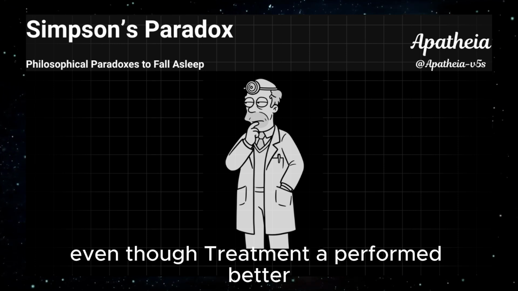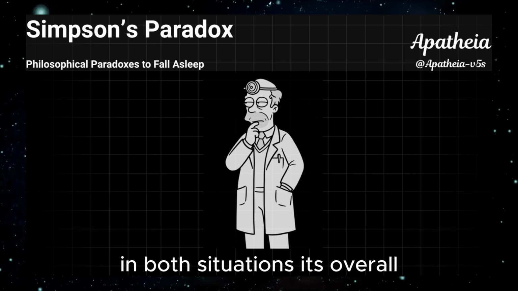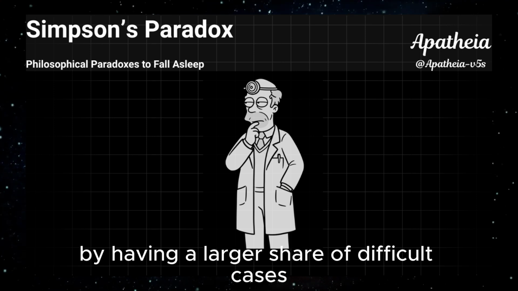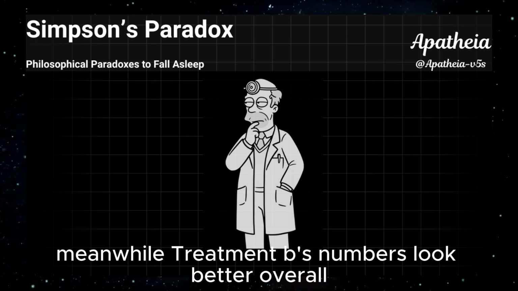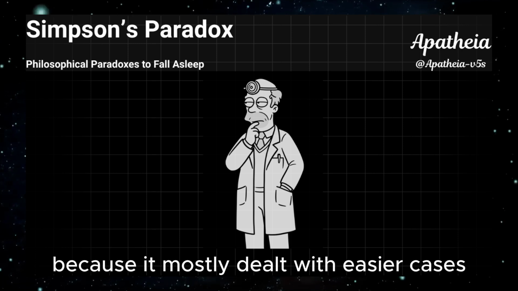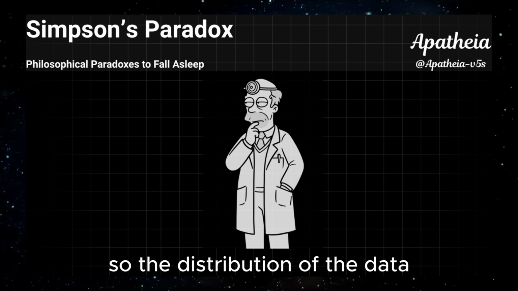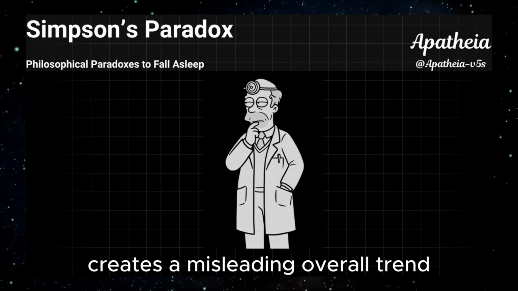So even though treatment A performed better in both situations, its overall score is pulled down by having a larger share of difficult cases. Meanwhile, treatment B's numbers look better overall because it mostly dealt with easier cases. So the distribution of the data creates a misleading overall trend.